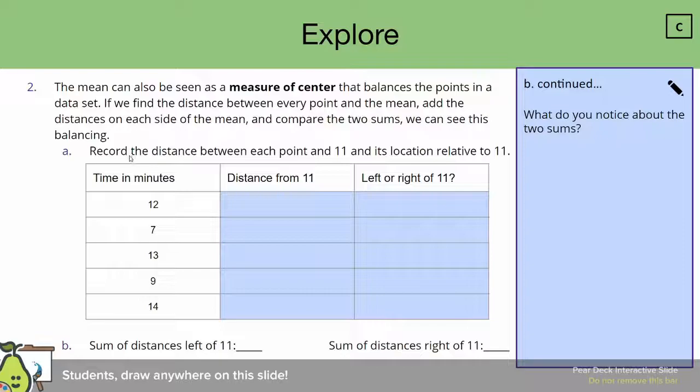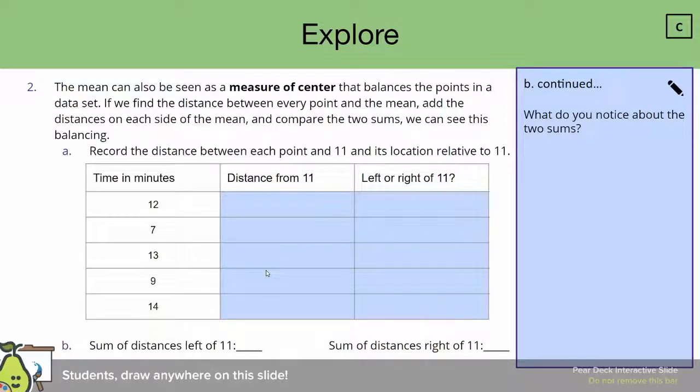They're saying record the distance between each point and 11 and its location relative to 11. So we're going to do this one at a time. In the middle here, where it says distance from 11, this part of the table, I want you to pause the video and figure out, depending on the time in minutes that we have over here on the left, what are this data's distance from 11.